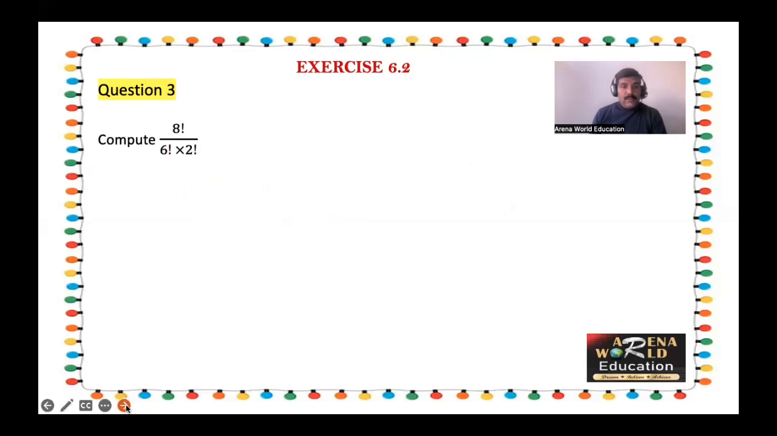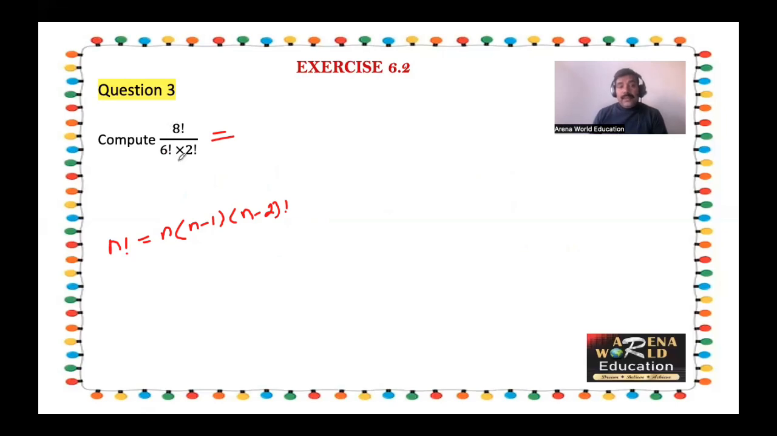Now let us move to the next question. Here we have 8 factorial divided by 6 factorial into 2 factorial. We had already discussed n factorial, so this can be written as n into n minus 1 factorial, as per our own convenience. Otherwise, this is the product of first n natural numbers. So 8 factorial will be 8 into 7 into 6 into 5 and so on up to 1.